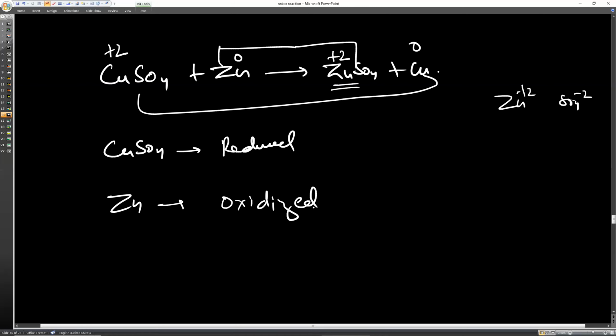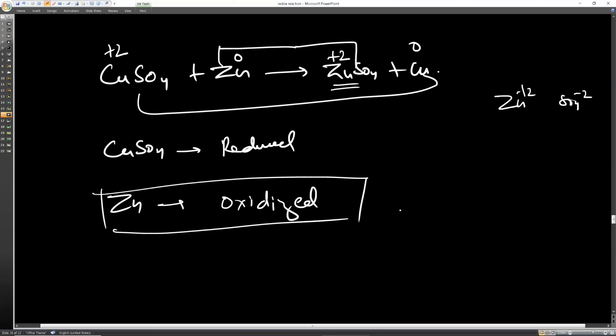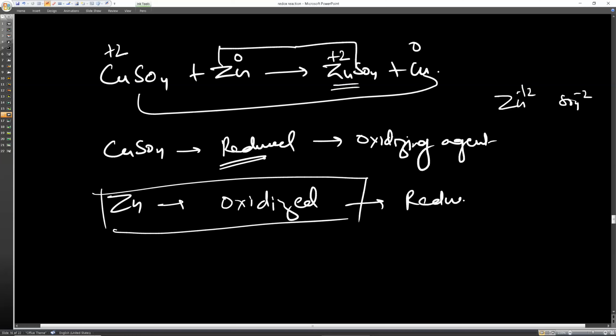So from 0 to +2 is an increase, so it is oxidized. Which is the oxidizing agent and which is the reducing agent? Zinc is the reducing agent. Copper is the oxidizing agent. The thing that is reduced is the oxidizing agent, and the thing that is oxidized is known as reducing agent. You understood now? Let's have a question over it.